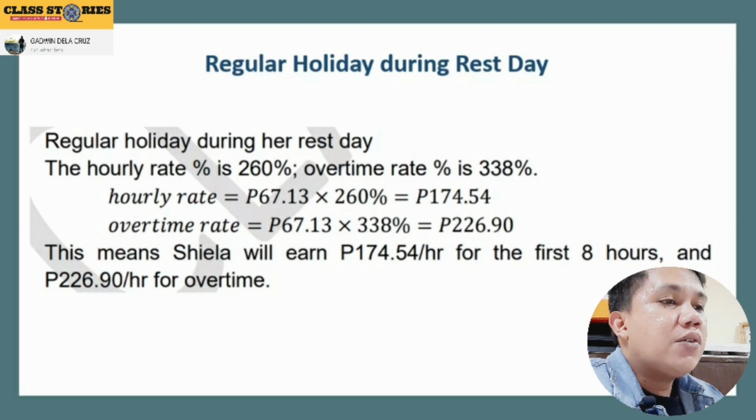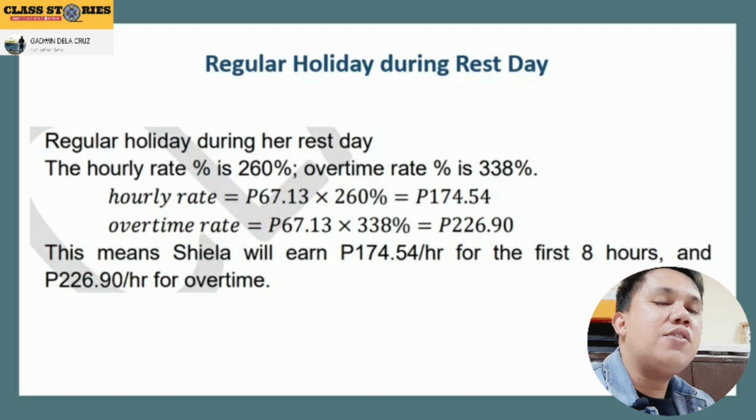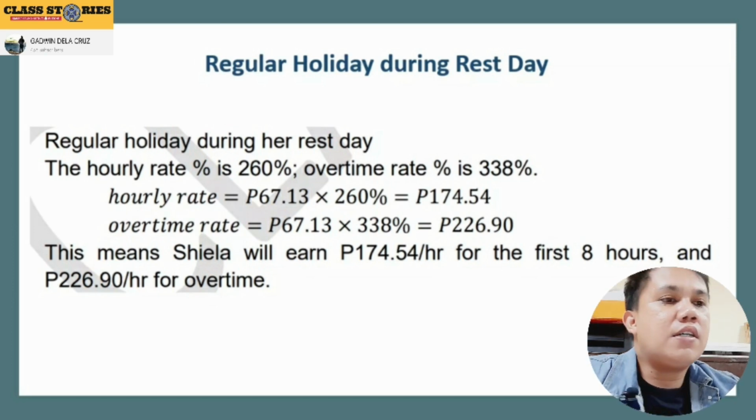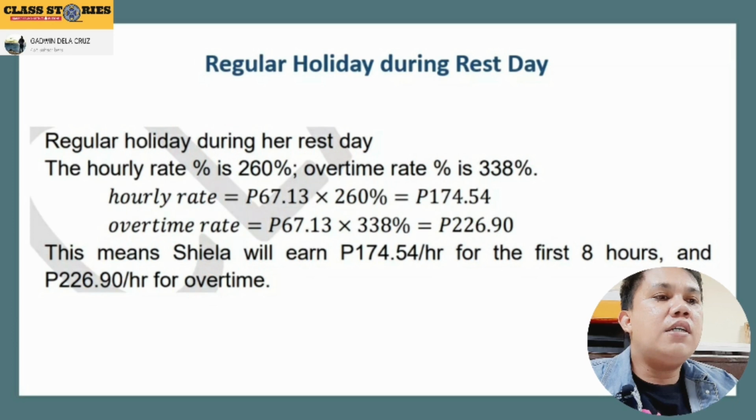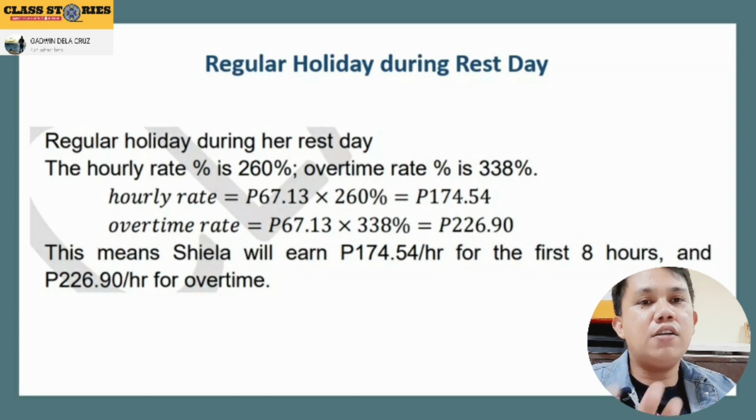174.54 pesos per hour. Ang magiging overtime rate niya naman is 67.13 times 338% is equal to 226.90 pesos per hour. This means Sheila will earn 174.54 pesos per hour for her first 8 hours and 226.90 pesos per hour for her overtime. So yon ang mga computations natin sa regular day, special holiday, rest day on special holiday, regular holiday, and rest day on a regular holiday.